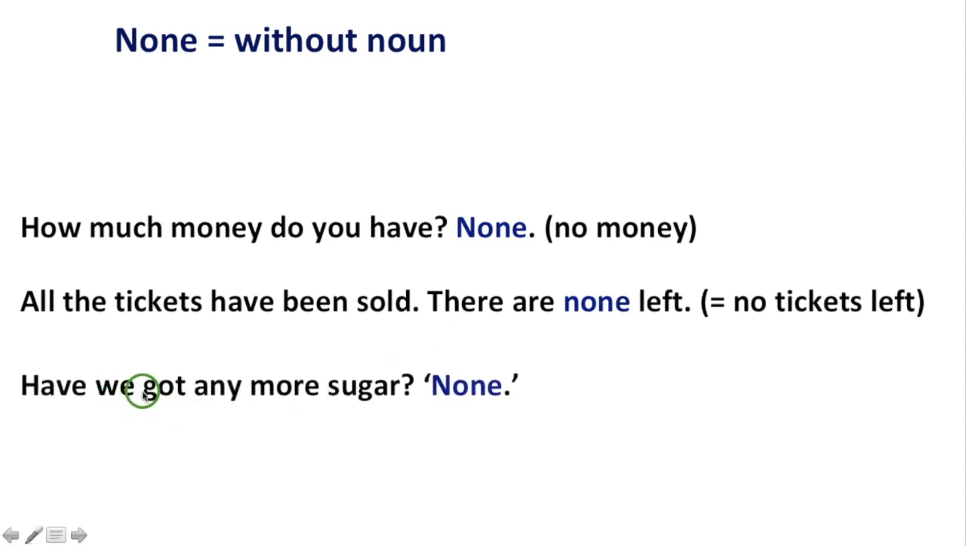Here, have you got any more sugar? None. If you change the sentence and you are asked to use no, you have to say no sugar. But if you are using none, we do not say none sugar. None is the only one we have to use without a noun.